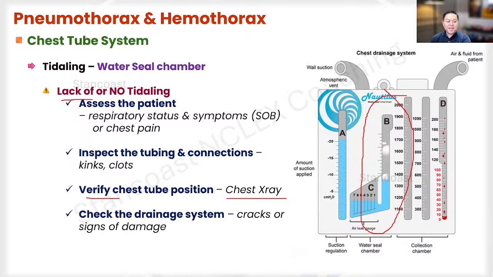Now, what we're going to do next here is to check the drainage system. What are we going to look for? Look for cracks and any signs of damage. Maybe the appliance, I'm talking about the system itself here, has been dropped. Oh boy, we don't want that. Or let's say it could have tilted over and resulted in cracks. Definitely we need to change the appliance right away.